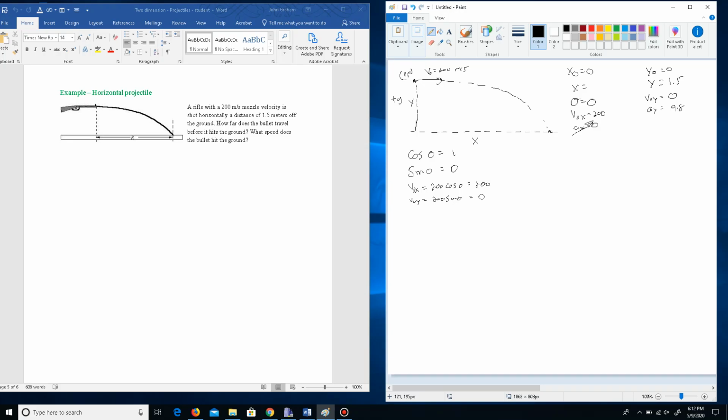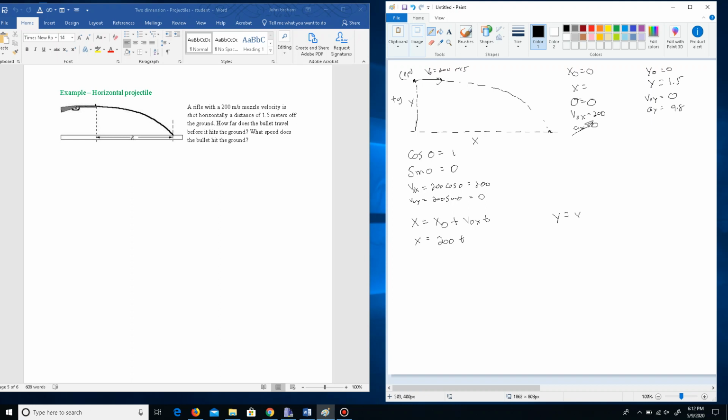So let's start with our x equation. X equals x sub 0 plus v sub 0 x times time. X sub 0 is 0, so I don't need to care about that. V sub 0 x is 200, so this becomes 200t equals x. Now we don't know what t is, we don't know what x is, so we're going to stop there.